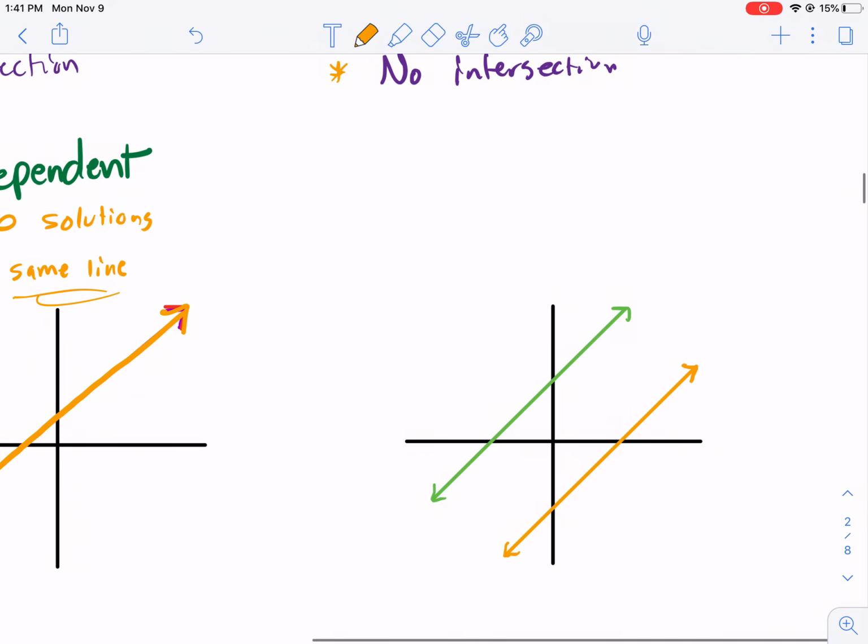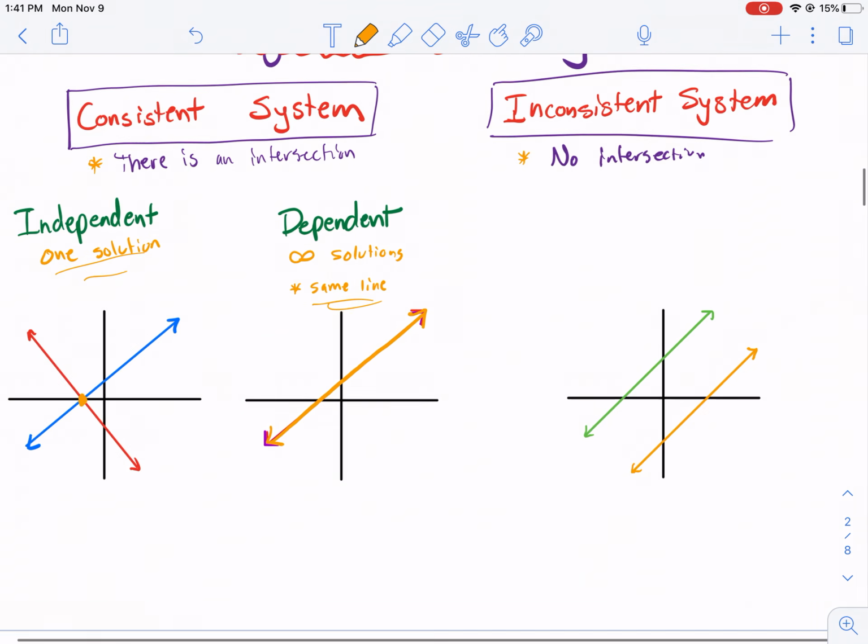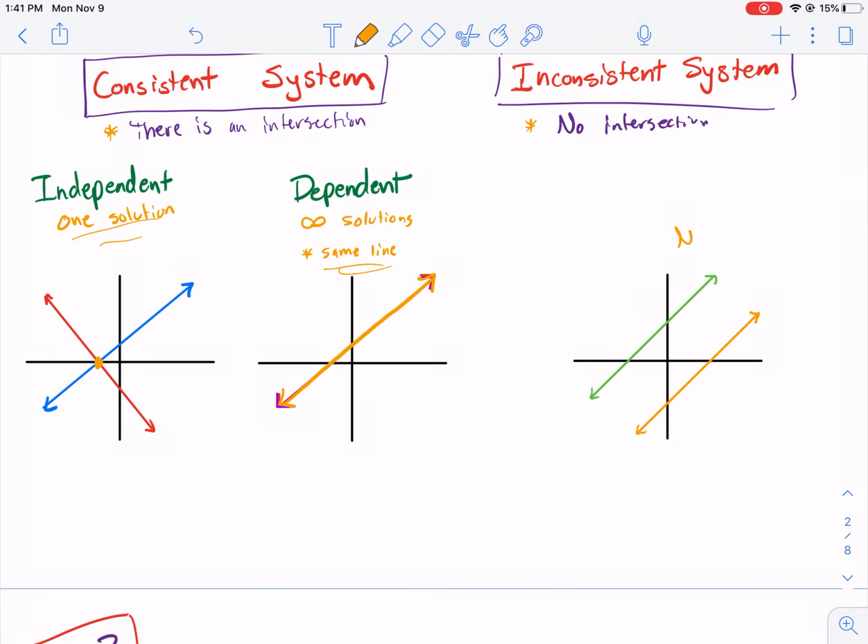Inconsistent means that they never cross. They are parallel and they will never cross each other. Therefore, there's no solution. So this one has no solution.